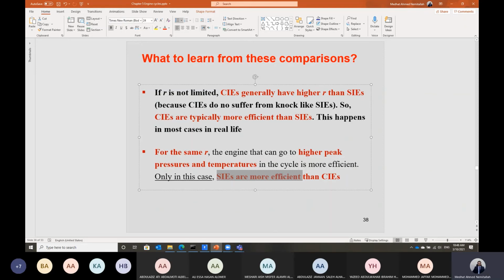Otherwise, the engines that can typically generate high pressure and high temperature, high maximum cycle pressure and maximum cycle temperature, should have the highest efficiency in this case.